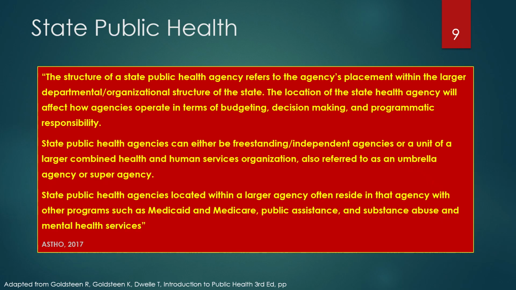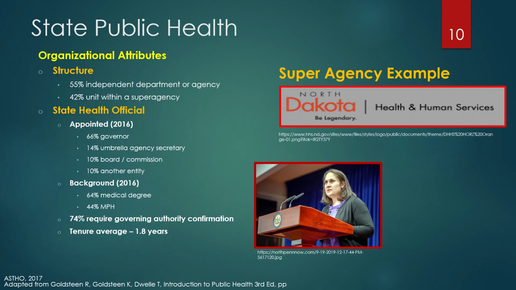State public health agencies located within a larger agency often reside in that agency with other programs, such as Medicaid and Medicare, public assistance, and substance abuse and mental health services. 55% of state public health entities are freestanding independent agencies or departments, and 42% are units within a larger health and human services organization, an umbrella agency or superagency.